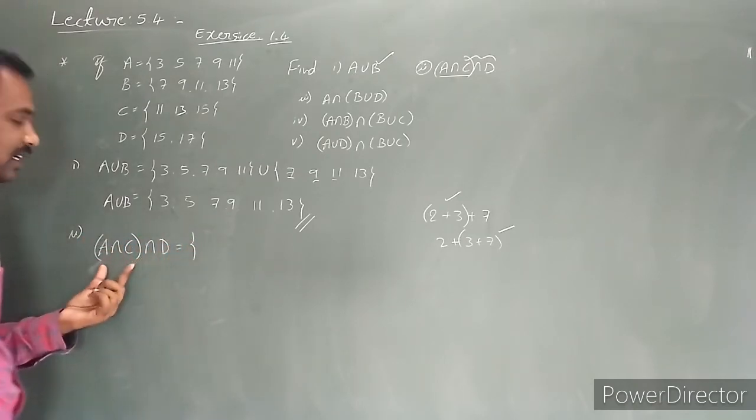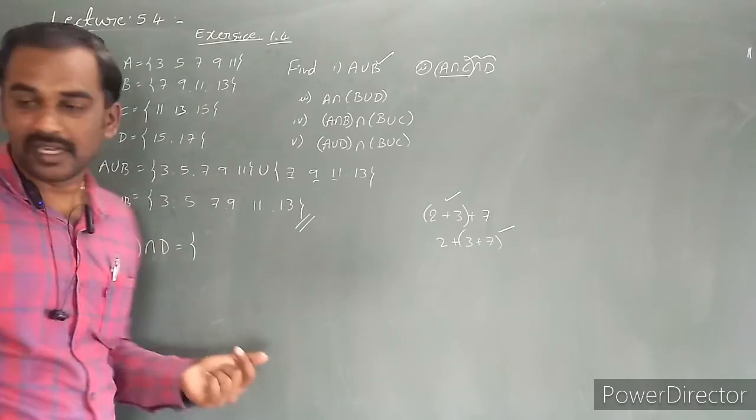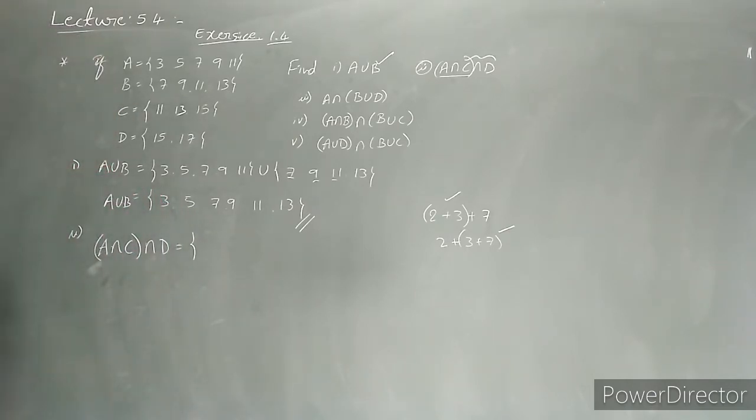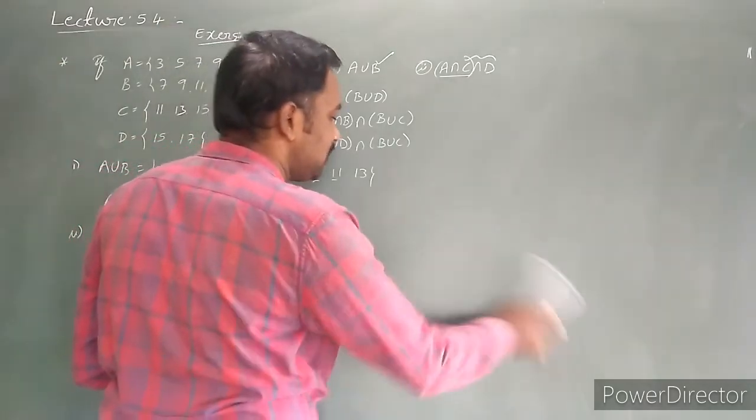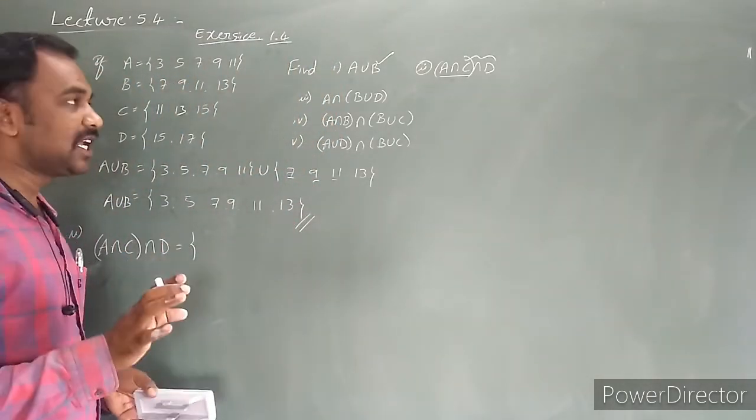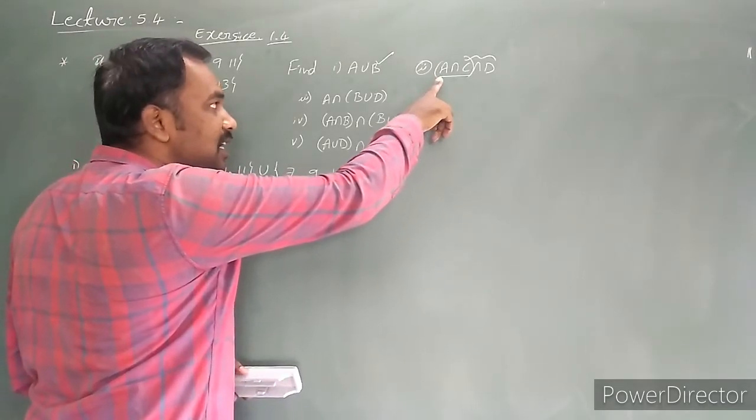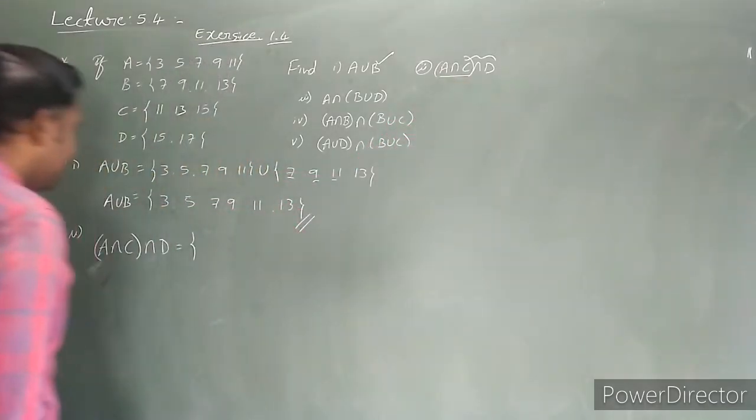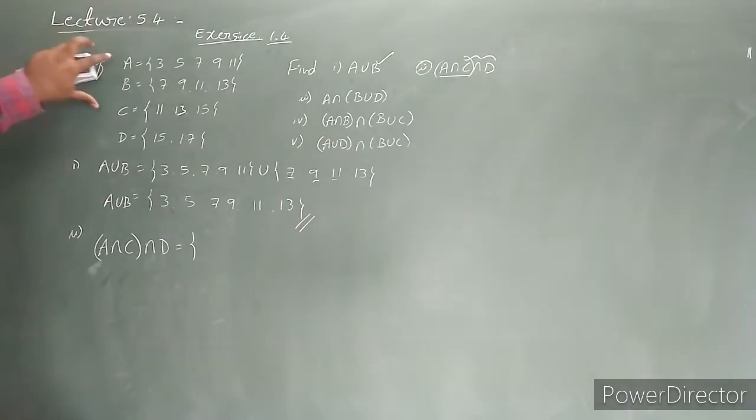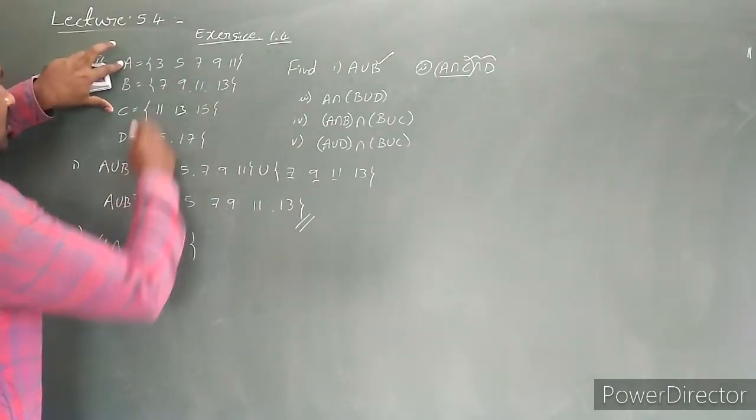Here I am going to write the intersection. What is meant by intersection? Intersection of two sets is nothing but the common elements only. That element must be present in the set A as well as in the set C. Common elements between A and C. What is the common element between A and C?